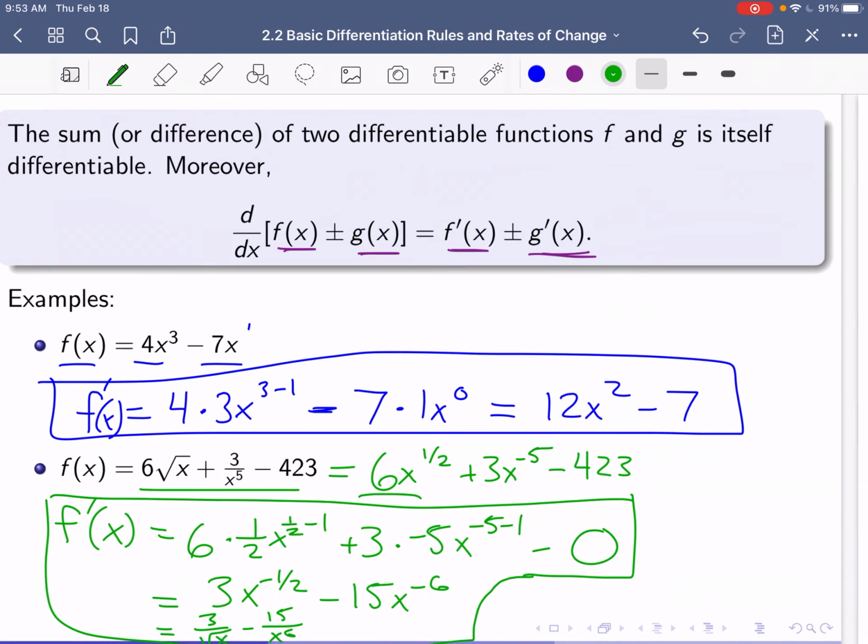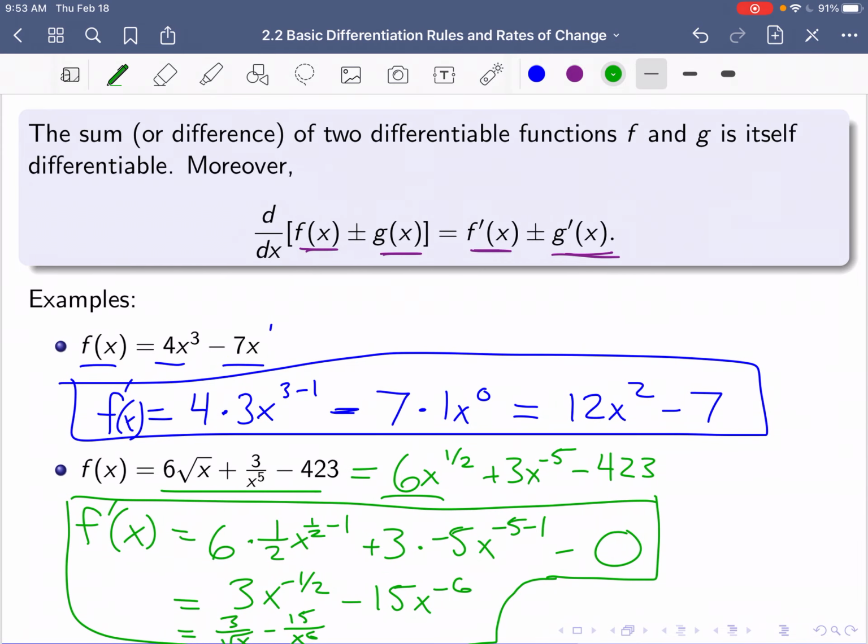Fantastic. In our next video, we will take a look at derivatives of the sine and cosine functions, and we will see you there.